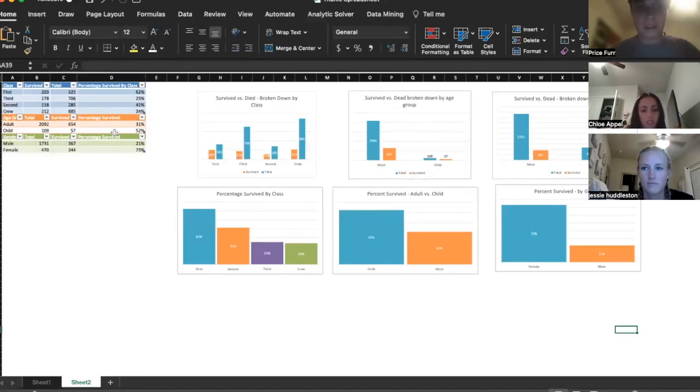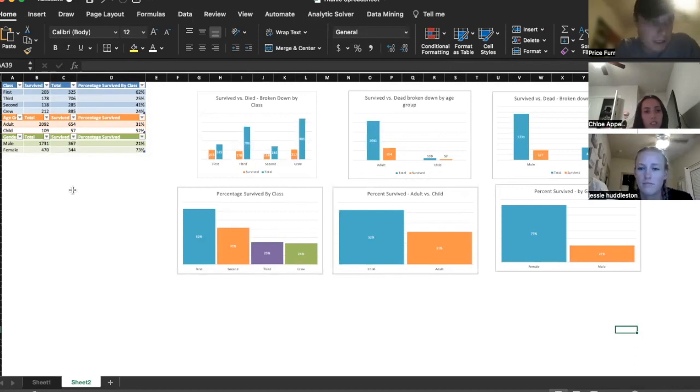I used Pareto charts in chapter 6. We learned about this, and I thought it displayed the data in the best manner to help explain it to the audience. Starting off with the different classes, we found that in the first class, they had a 62% survival rate. Third class, 25% survival rate. Second class, 41% survival rate.